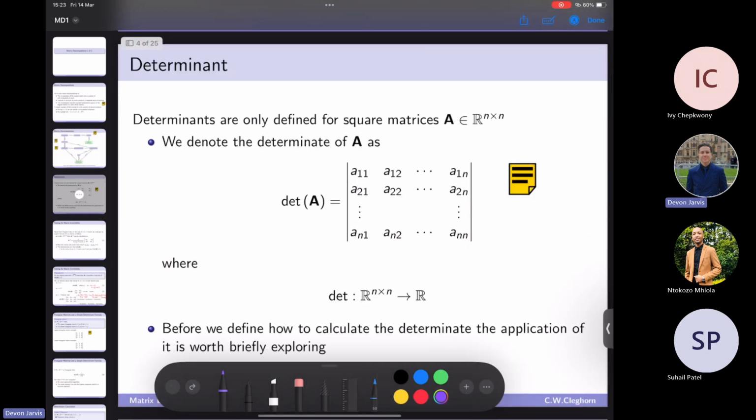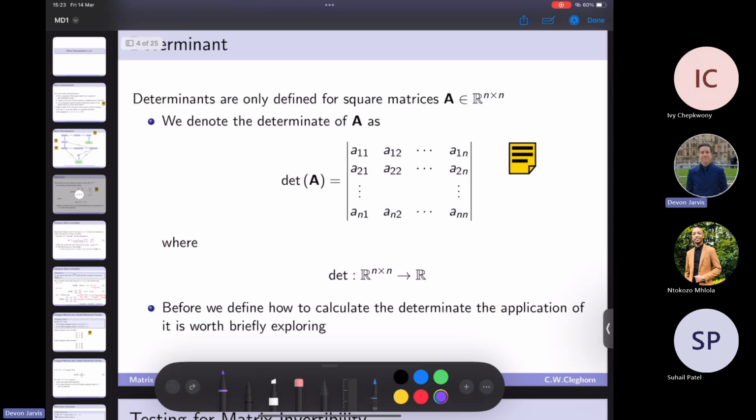But let's start by looking at the determinants. So determinants are only defined for square matrices. If you don't have a square matrix, you can't get the determinant of it. And it's denoted for a matrix A in this form. So it's literally just the det and then in round brackets. Or you can write your matrix, but now written with straight lines instead of actually as a matrix form.